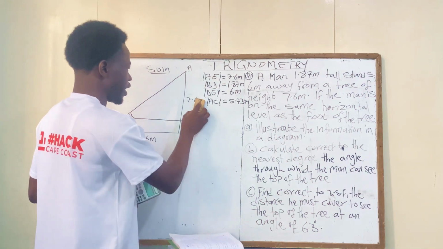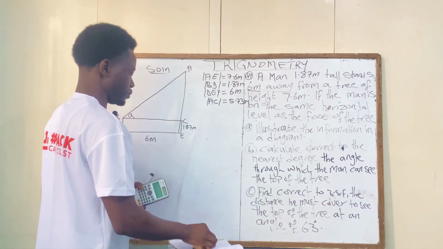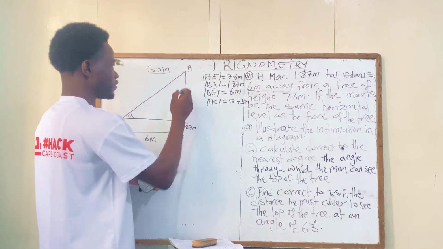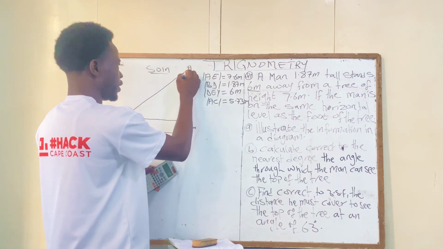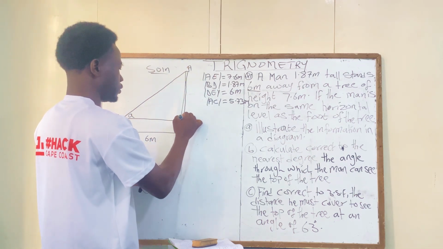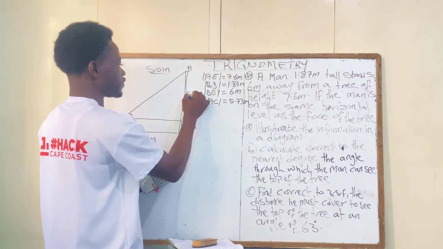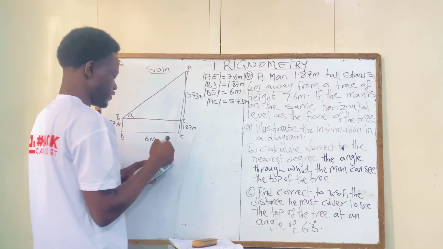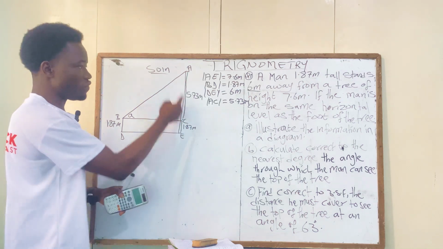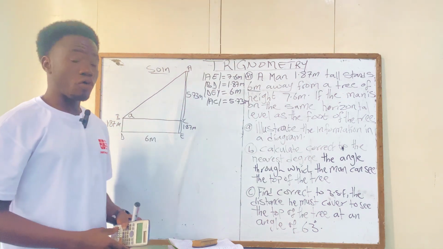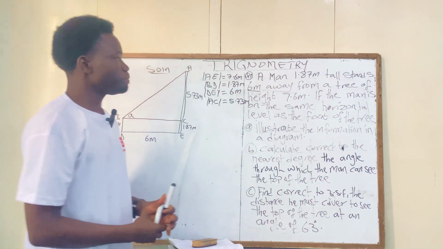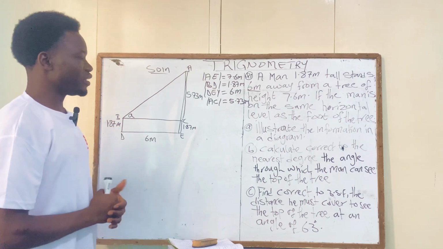So I can clean this off and then write it. So from here to this place is 5.73 meters. So that when I add the two of them, I can get the full length of the tree, the height of the tree. All right. So this is the diagram.